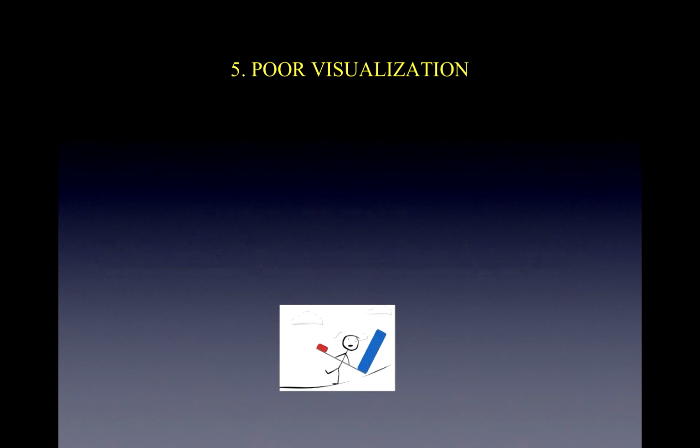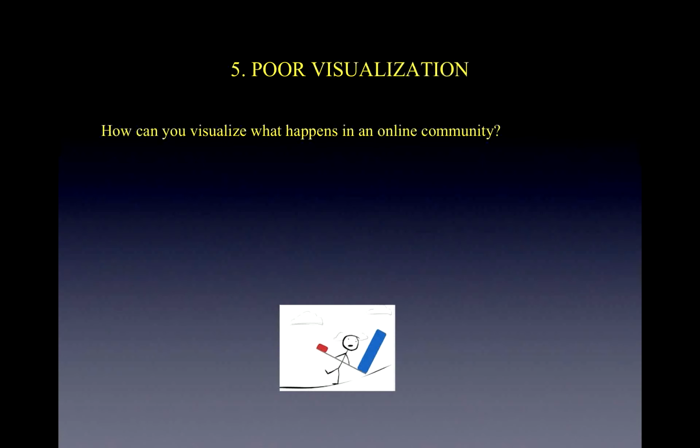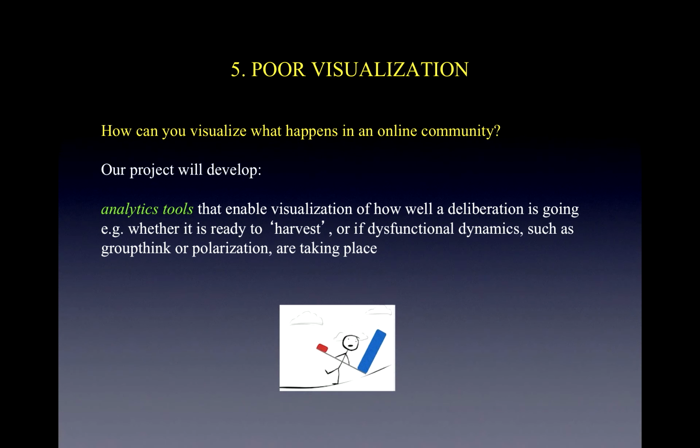A fifth issue with socialization tools is poor visualization. How can we visualize what happens in an online community so that we can understand what is happening and guide it effectively? Our project will develop, for this purpose, analytic tools that help enable a visualization of how well a deliberation is going. For example, whether it's ready to harvest, the content is mature, or whether dysfunctional dynamics such as groupthink or polarization are taking place.